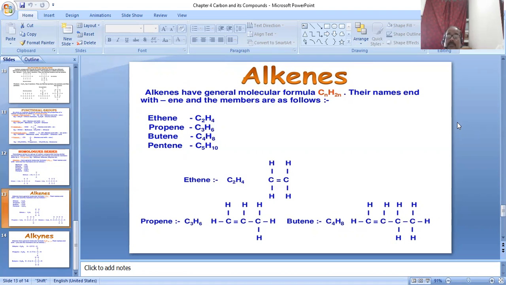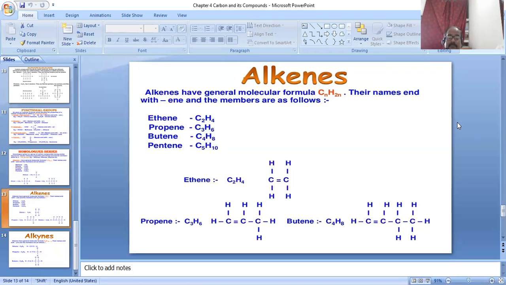The suffix used is -ene, and the carbon atoms are joined by a double bond. Alkenes and alkynes are unsaturated hydrocarbons that contain double and triple bonds. For alkynes, the chemical formula is CnH2n-2, and we use the suffix -yne. Now, some common properties of alkenes and alkynes.